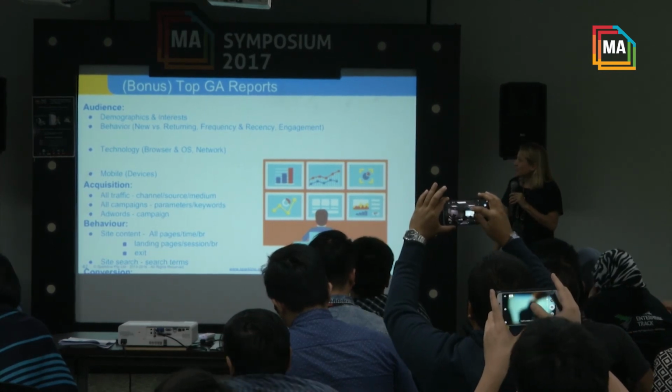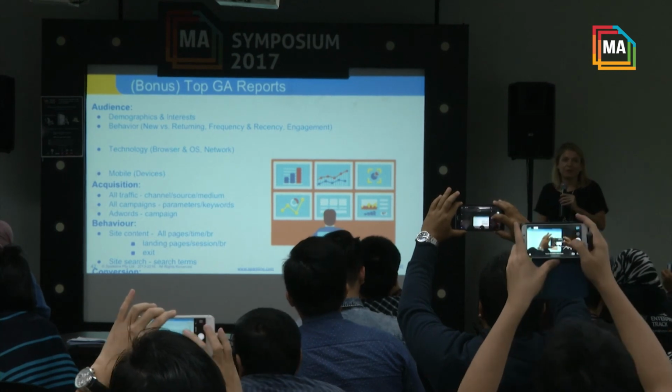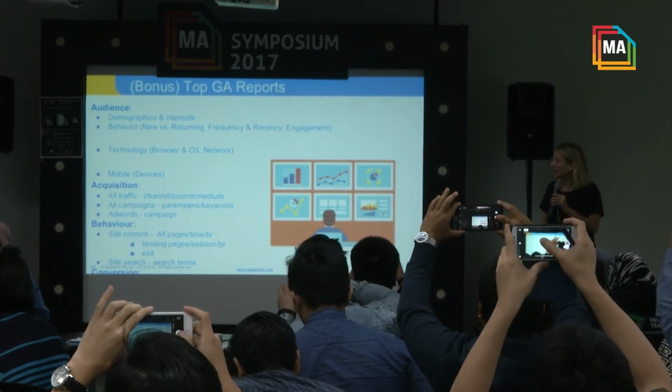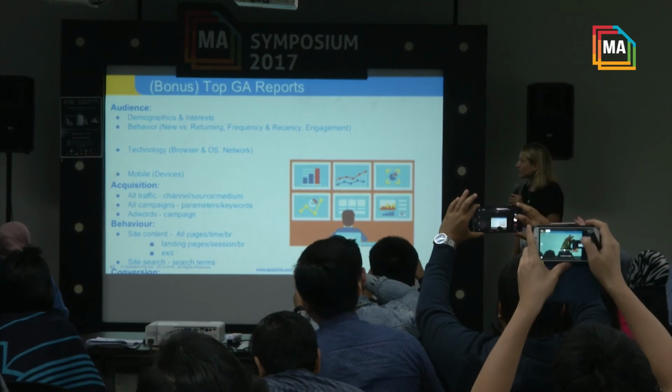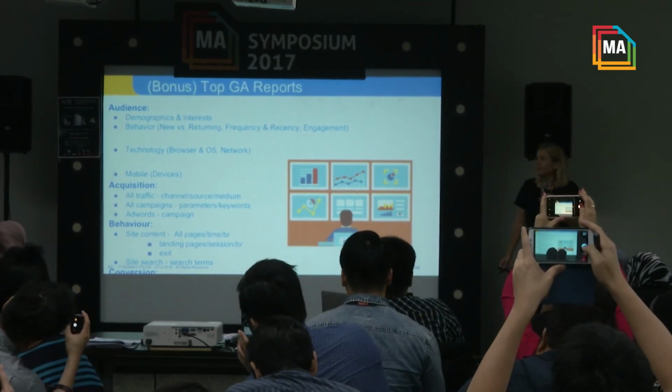So your bonus for this is, if you do have GA, these would be the top three category reports that I would at least start with to look at. They're all based around your audience, your acquisition channels, and the type of behavior. They're the key ones.